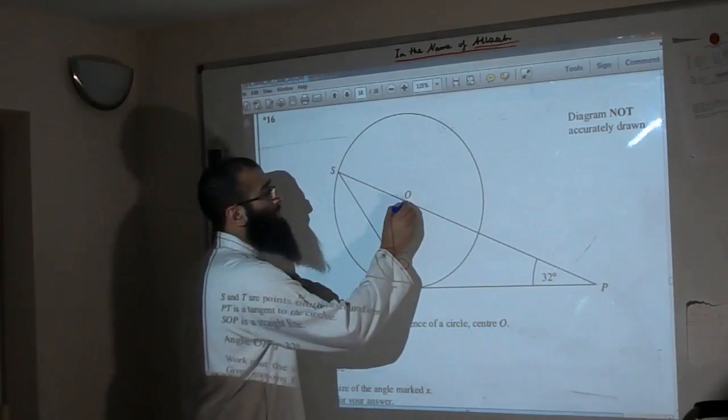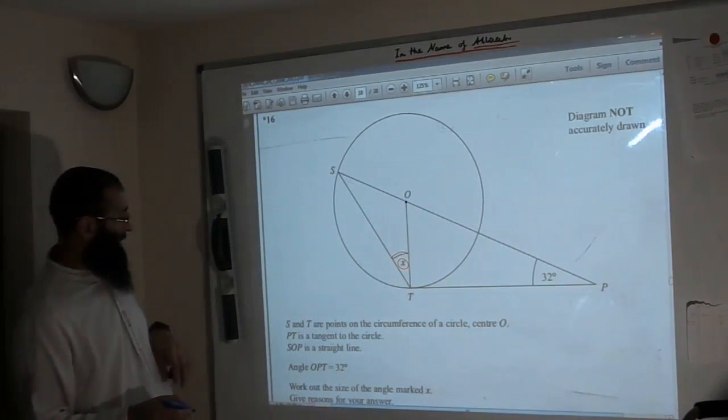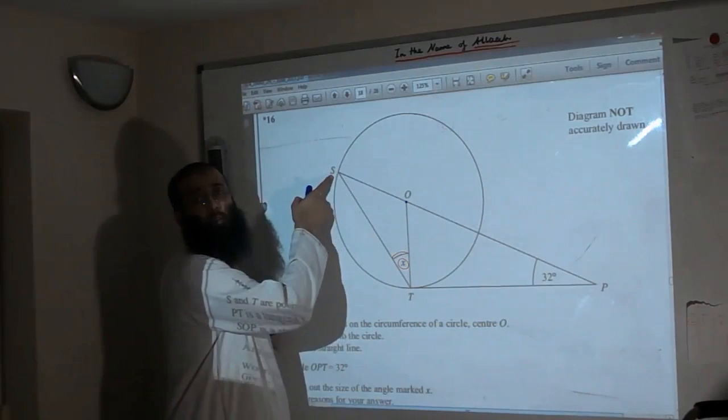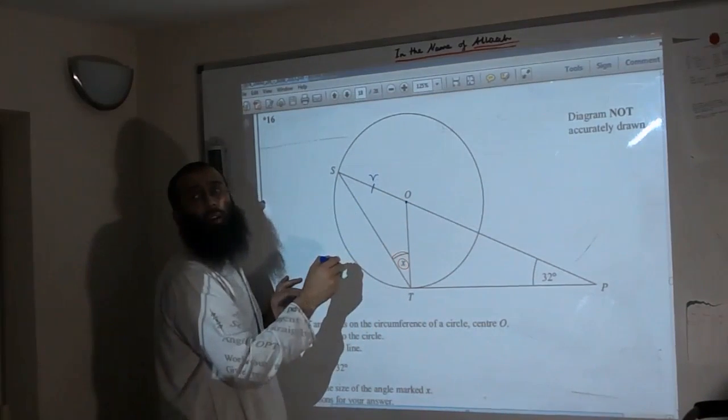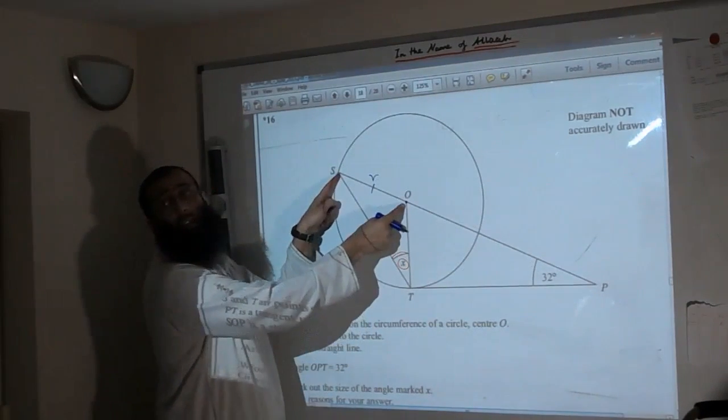Now, this is the center of the circle. They tell you that it's always the center of the circle, yes? And that is on the circumference. What is this distance from O to S? This is called the radius. This is the radius of the circle, yes?